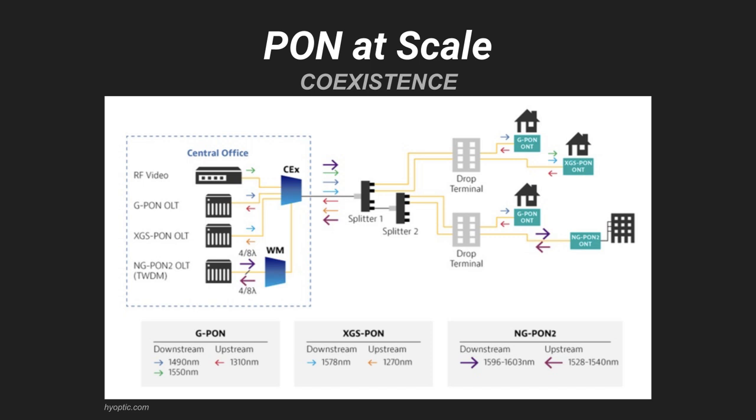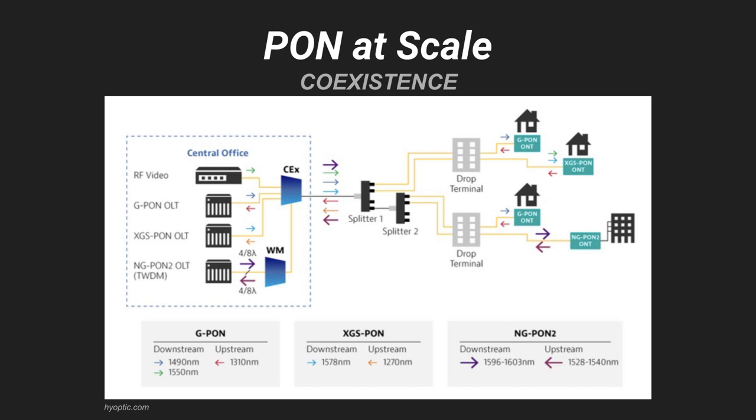Don't get me wrong, GPON was deployed and is still being deployed, but there's going to be a situation where you need to deploy new stuff and you don't have to cut everybody over at once. So you're going to have to overlay or coexist. This graphic was cool. I found it on hypotic.com. They had this great coexistence graphic.